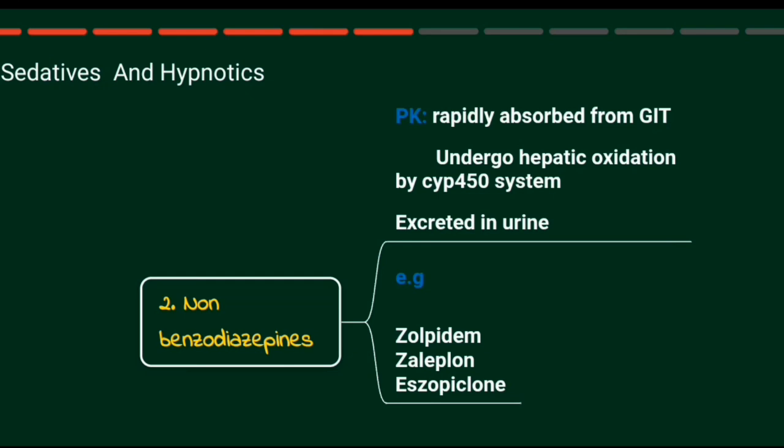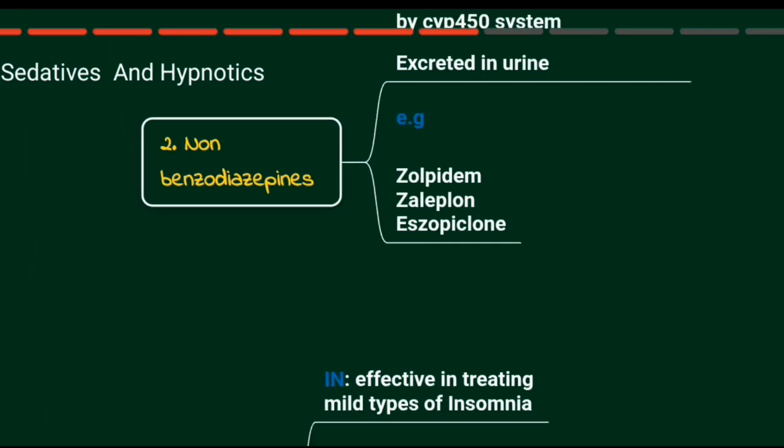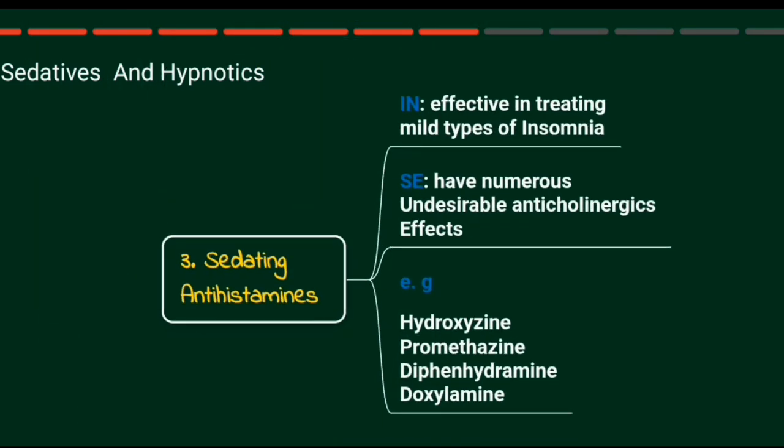Guys, the third class of drug here are the sedating antihistamines. They are effective in treating mild forms of insomnia. The side effect of sedating antihistamines is that they have an undesirable anticholinergic effect. Examples of drugs in this class are promethazine, diphenhydramine, doxylamine, hydroxyzine.